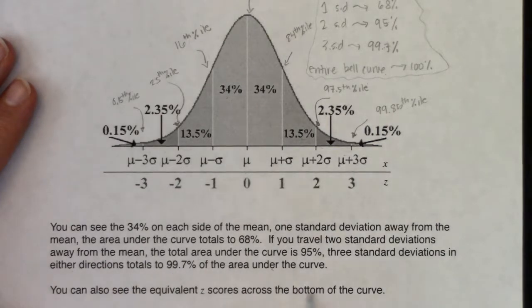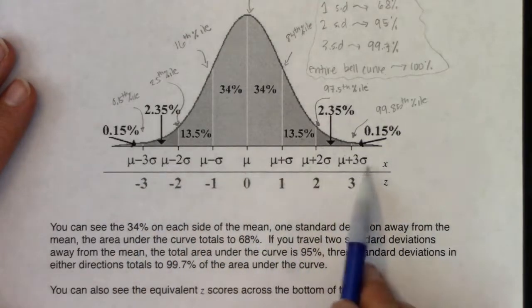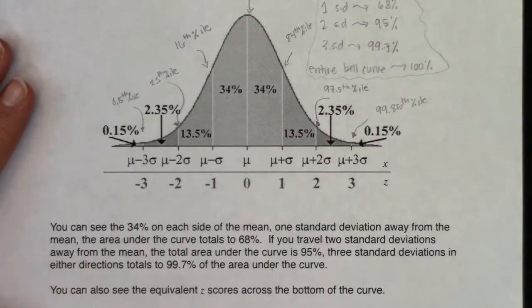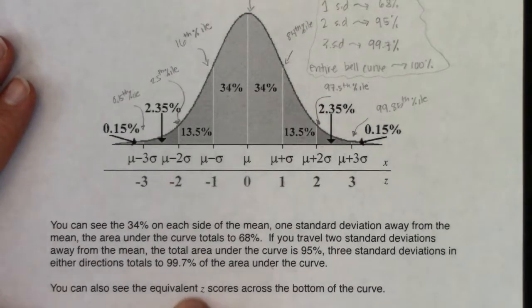You can also see the equivalent z-scores across the bottom of that curve. So I gave you the x scores if you want to have just your x value, but again, any variable can be converted to the standard normal distribution with z-scores. All right, so with that, we're going to work with this idea on the next page. We're going to use the empirical rule to get a bunch of probabilities. All right, see you in a bit.